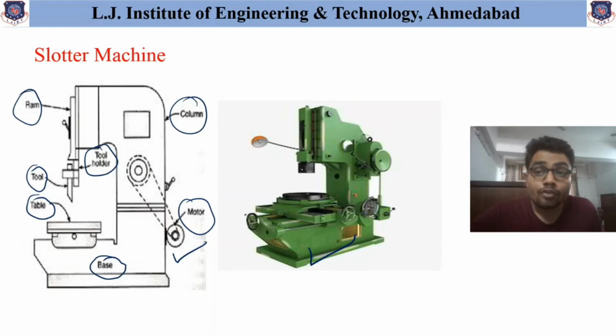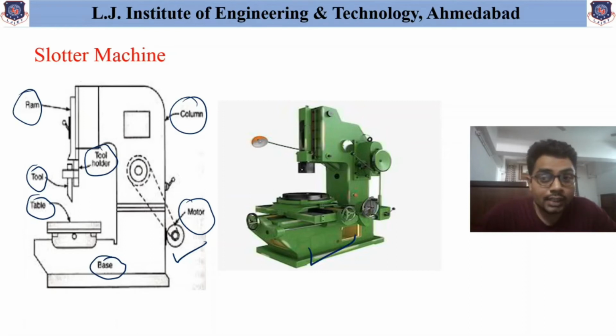So now we must discuss where this slotter machine is used, or where it is useful. We have discussed in our previous lectures that shaper and planer machines are used to finish or machine horizontal surfaces, vertical surfaces, angular surfaces, and if one wants to obtain any formed profile, then it is also possible with the help of the planer and shaper machine.